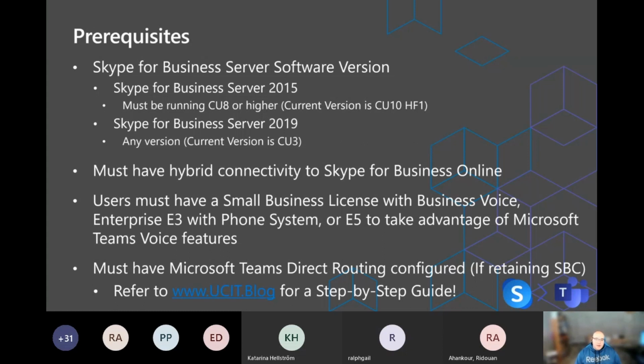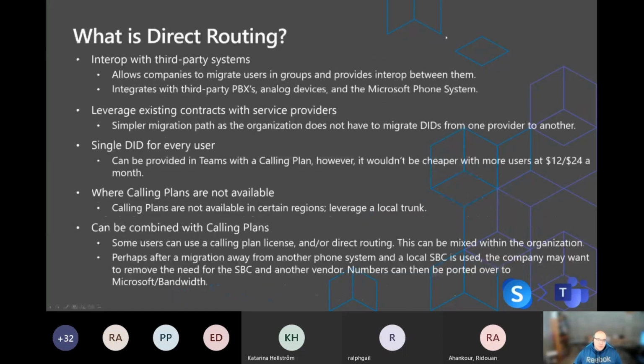And then Microsoft today actually launched the small business voice plans. So you need to either have one of those, or you need to have an enterprise E1, E3 with Phone System, or an E5 to take advantage of the Microsoft Teams voice features. Also, if you are retaining the SBC on premises, you do need to make sure that you get Teams direct routing configured. Feel free to reach out to my blog, www.ucit.blog, for a step-by-step guide to actually deploy Teams direct routing.